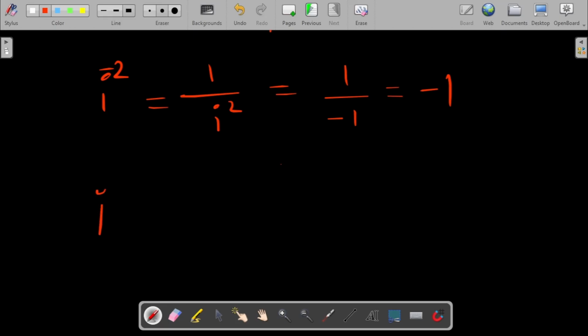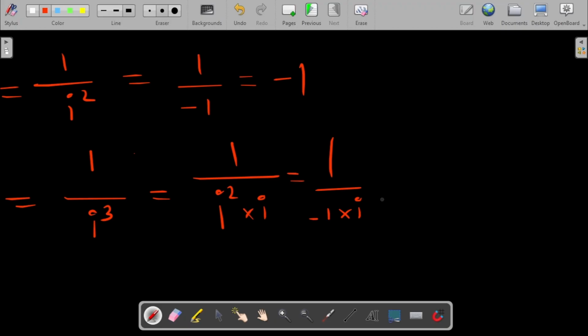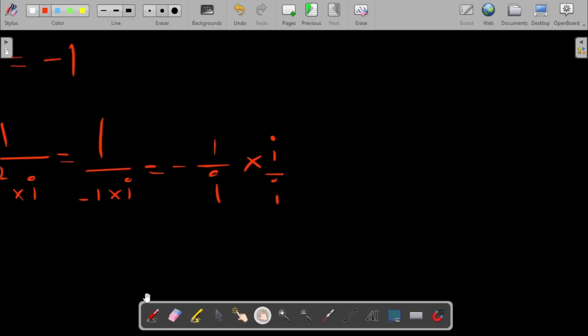And i to the power minus 3, this is equal to what? i to the minus 3 is 1 by i cube. And this can be written as 1 by i square multiplied with i. And we already know that i square is what? Minus 1, multiplied with i. So minus 1 by i. And we know that if we multiply again with plus i in numerator and denominator, what will I get? I'll get minus i divided by i square. And i square is what? Minus 1. So minus i divided by minus 1, and this is equal to i.